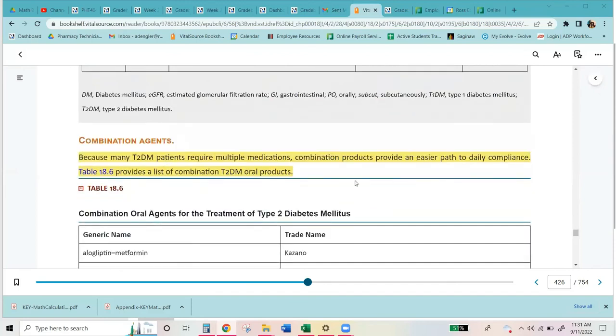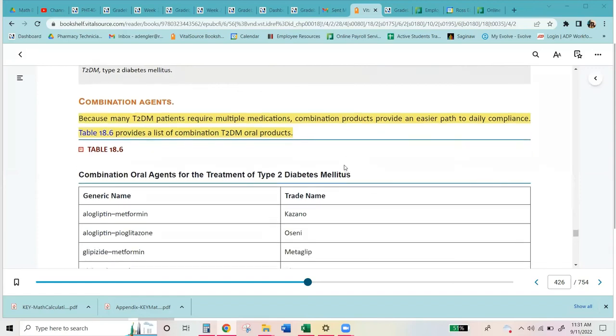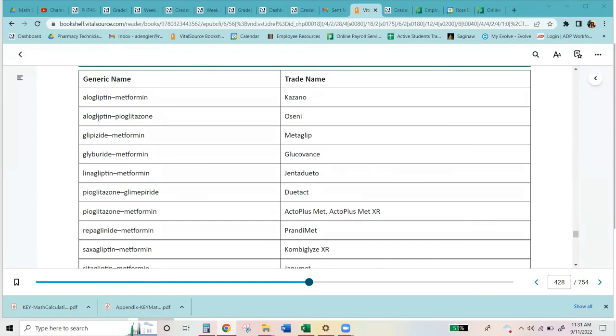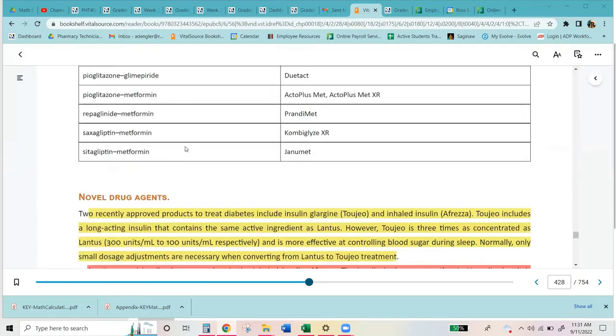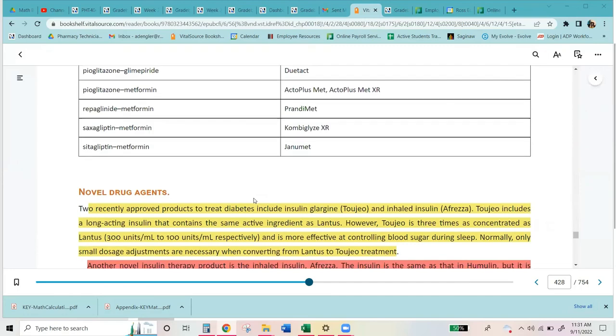And because type 2 diabetes patients require multiple medications, they have now made combination products between two drugs like metformin and glipizide and metformin and glyburide, stuff like that, because they provide an easier path for daily compliance. And here is a list of combination oral treatments for the treatment of diabetes. So you can see here we have metformin glyburide, metformin glipizide, metformin alogliptin. So we have quite a few. A lot of them are newer.